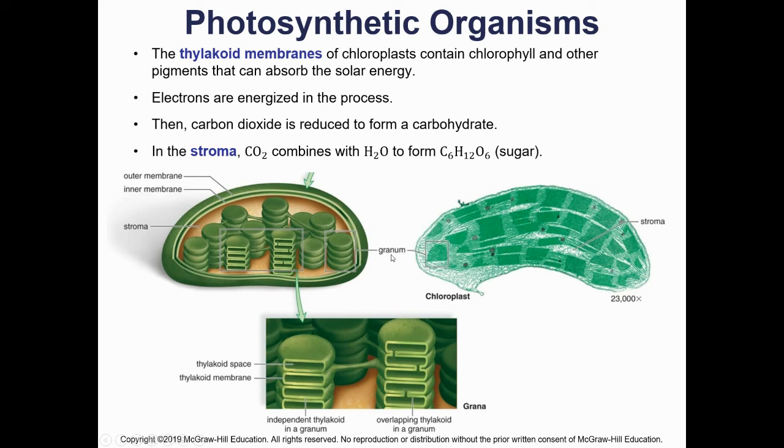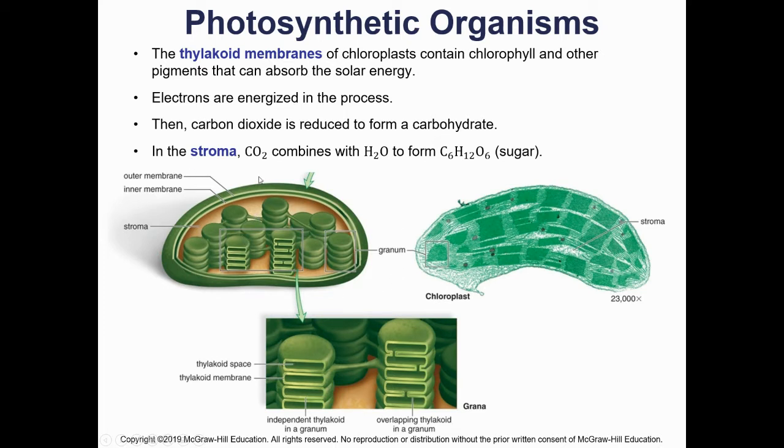When we are looking at these energy conversions, electrons are involved in this process. We're going to activate or excite electrons. And then we're going to add those to carbon dioxide. We're going to reduce it. Remember, gain of electrons is reduction. So we're going to reduce carbon dioxide. It's going to gain electrons to become a carbohydrate.